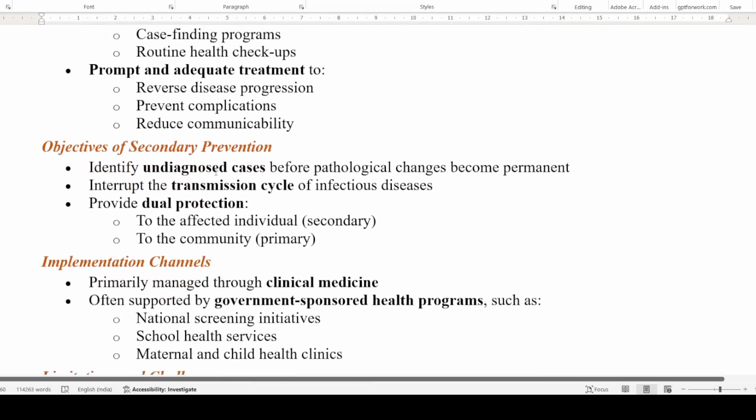The objectives are, we have to diagnose the undiagnosed cases, we have to interrupt the transmission cycle, we have to break the chain of transmission, and we have to give them dual protection. Means we have to go with both primary and secondary prevention strategies.